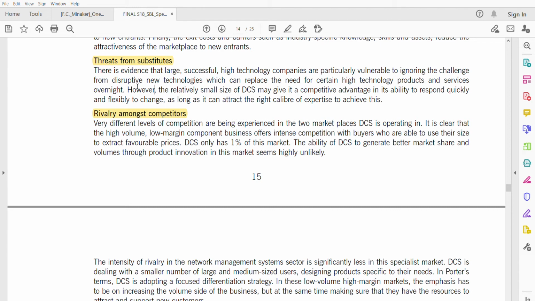However, the relatively small size of DCS may give it a competitive advantage in its ability to respond quickly and flexibility to change. Because the small size of DCS means it can respond quickly and it's flexible to change. They are giving it a competitive advantage. Why? Because when you're a small company, you can respond to change and you're very flexible. You can change quickly, but when you're a large company, it's very hard for you to change. As long as it can attract the right caliber of expertise to achieve this.